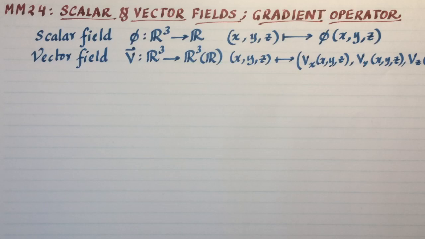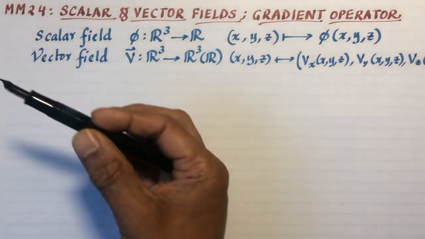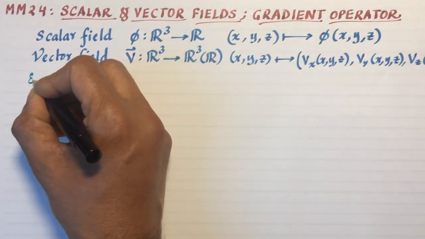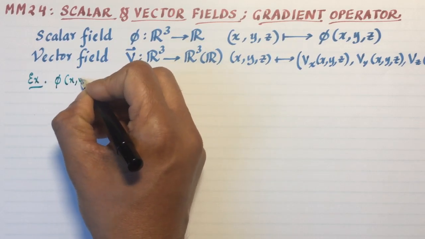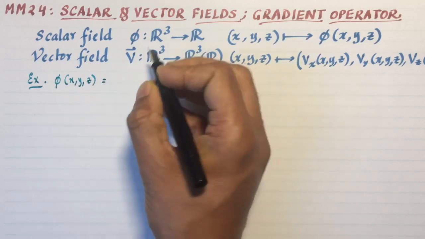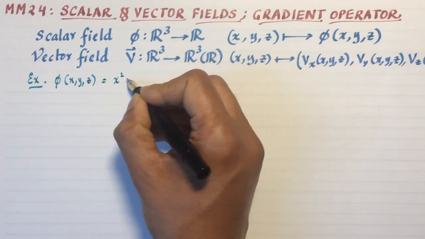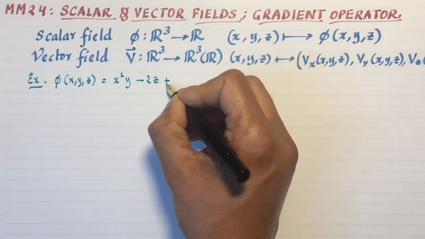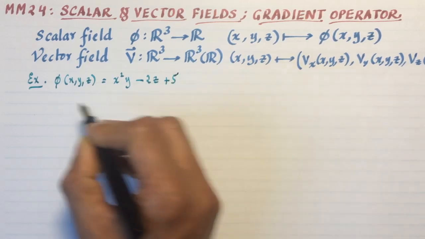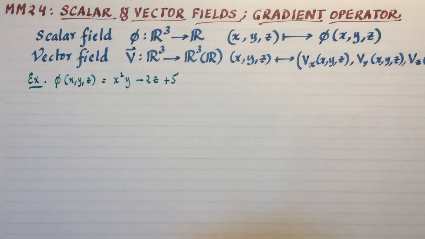Now what I'm going to do is talk about the gradient operator. First, let's give some simple examples. Let me offer you a couple of examples, and I'm making this up as I'm writing it. That's how common scalar fields and vector fields are. So how about x squared y minus 2z plus 5? That's a perfectly legitimate example of a scalar field.